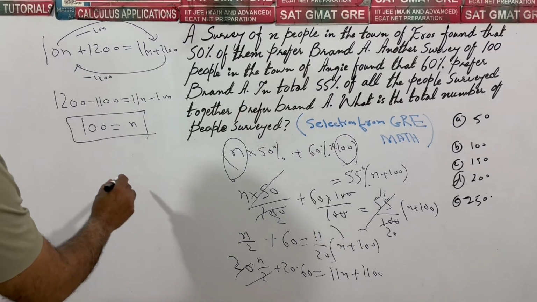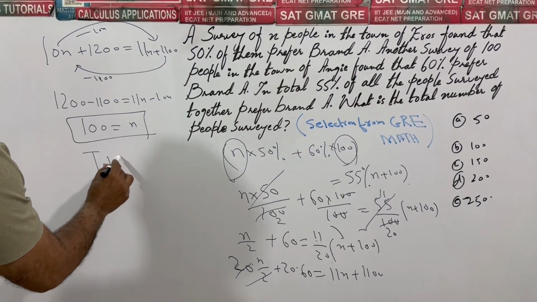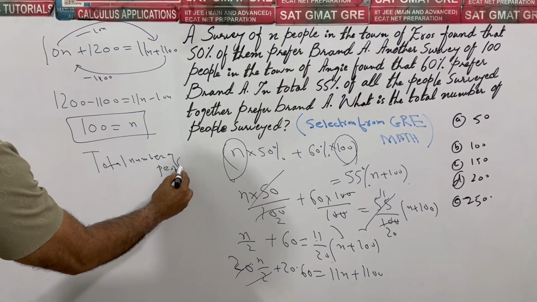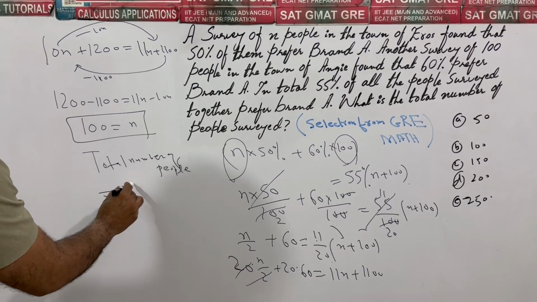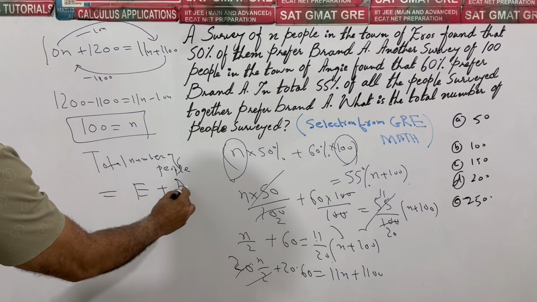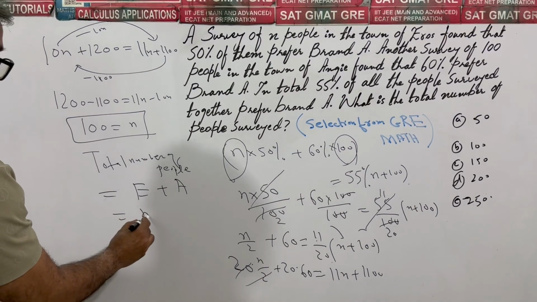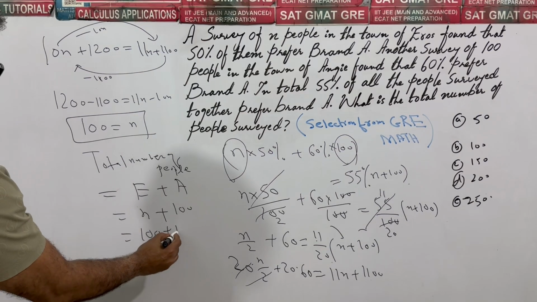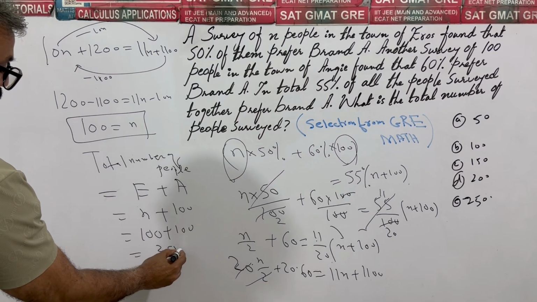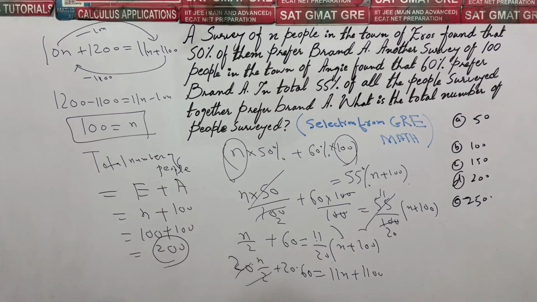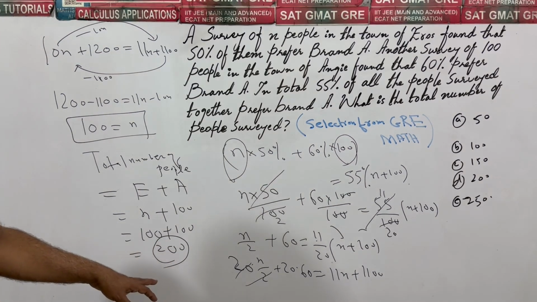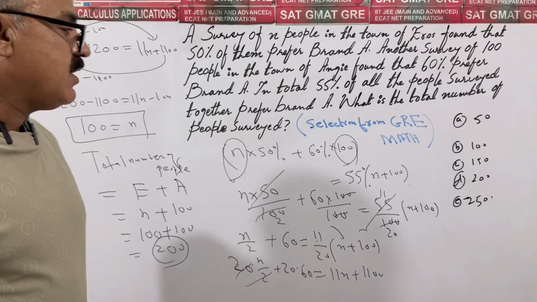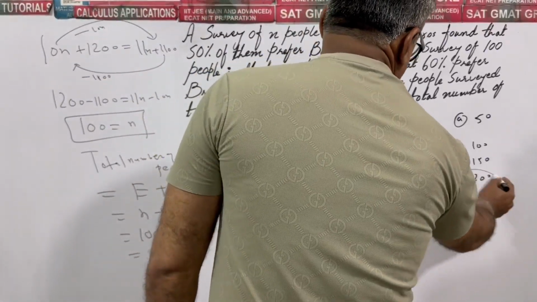From the town NG, it is given to us the total number of people surveyed. The total number of people is given by town Eros and NG. Eros has N, so N plus NG 100. N is also 100. We have solved: 100 plus 100, 200. 200 means collectively from both the towns, Eros and NG, 200 people have been surveyed who preferred the brand A. So our right option in that case is option D, 200.